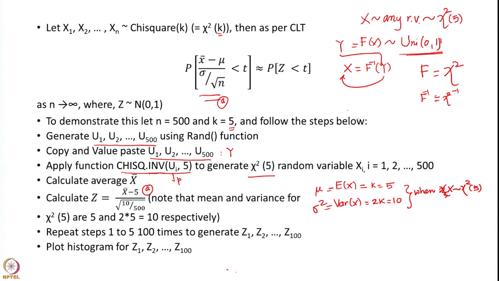Repeat the steps 1 to 500 times. So this 500 data point is n, and we are doing this 100 times so that we can have a nice histogram, to generate z1, z2, z3, up to z100, and then plot the histogram and let us see how it looks.